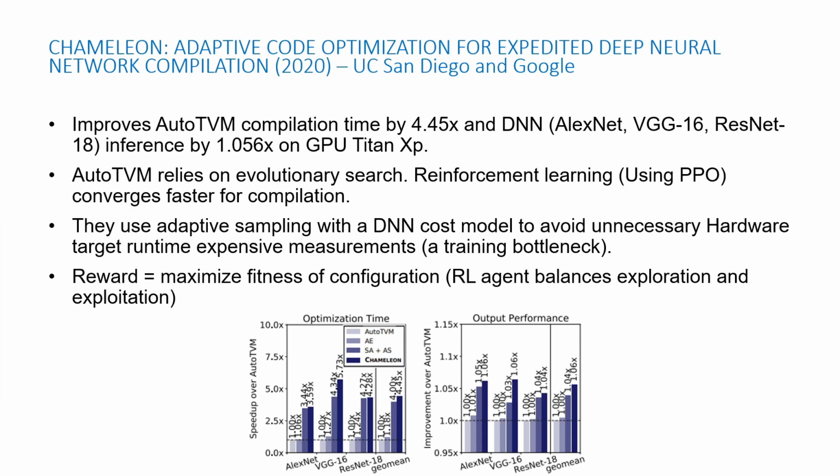Because in these schemes, to get the optimal configuration, they have to measure the runtime performance of the network on a particular hardware, which takes time, and that becomes the bottleneck. So reinforcement learning is wiser in choosing the samples to try. So that reduces significantly the number of times that you have to go to the hardware to get the runtime performance and compute the reward.